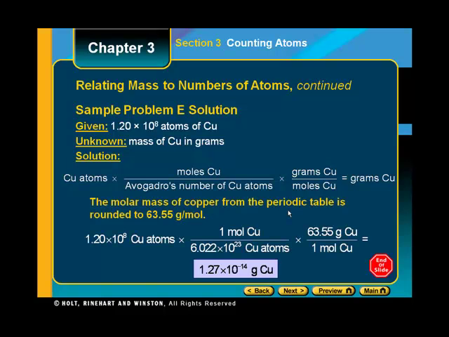So the math would look like this. 1.20 times 10 to the 8th over 1, right? Multiply that by the molar mass. I'm sorry, not the molar mass. The number of atoms in a mole, right? And then, now that you have moles on top, you multiply that by the molar mass, you end up with grams on top. Atoms cancel, and then moles cancel. You're left with your answer. Okay?